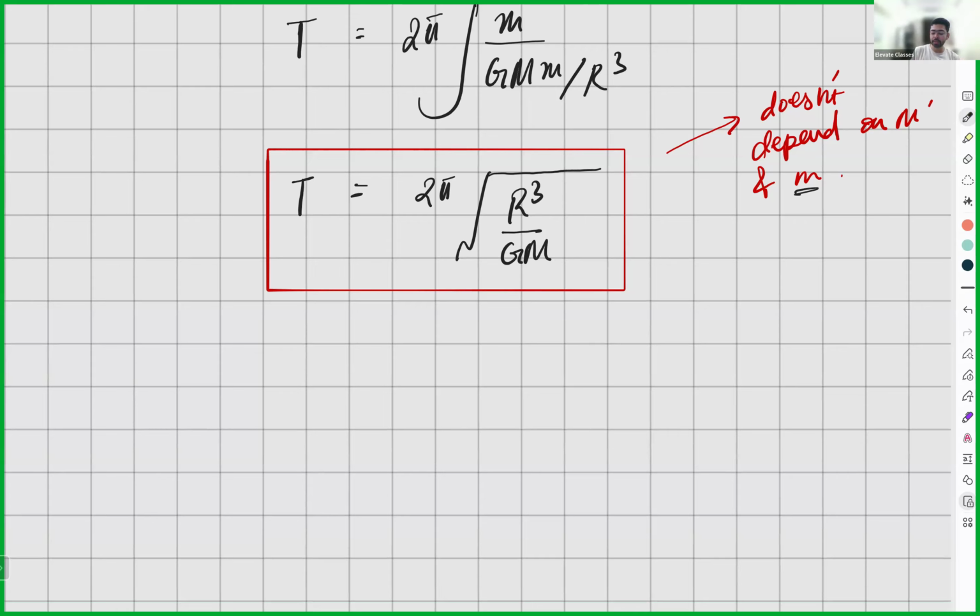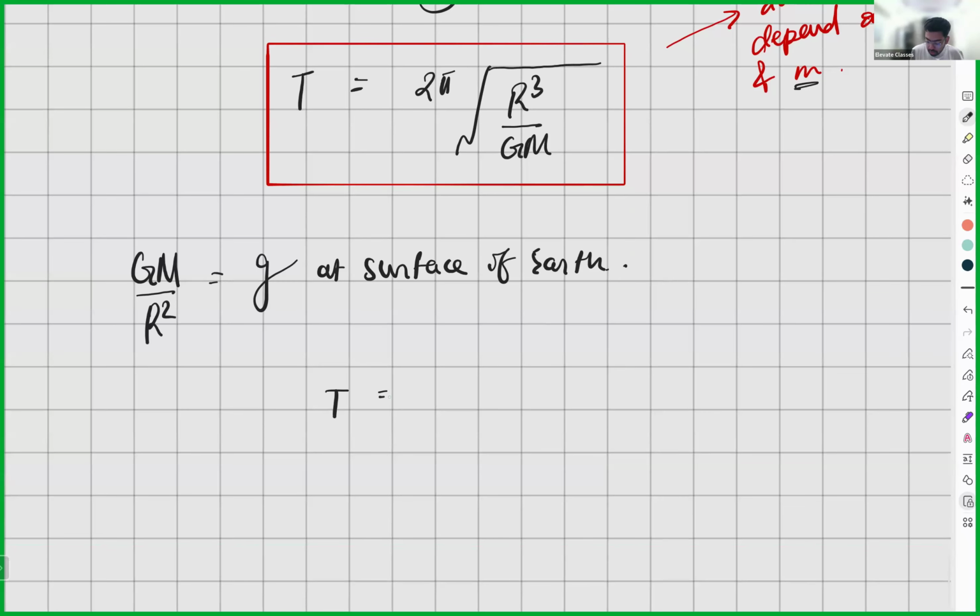Now you can express it into a better looking form. You know that GM by r square is nothing but g at the surface. At the surface of Earth, the value of gravitational acceleration is capital G capital M divided by R square, where capital M is the mass of Earth and capital R is the radius of Earth. So that is why T can be written as 2 pi under root R by G, right? R by G.